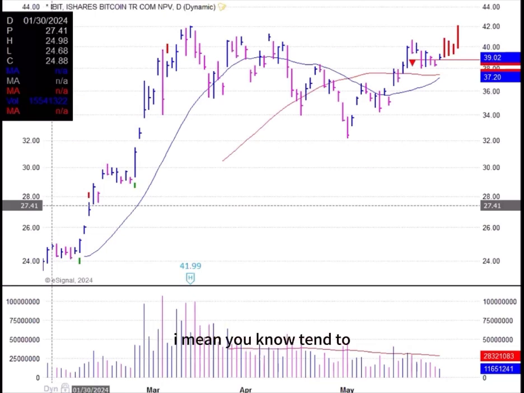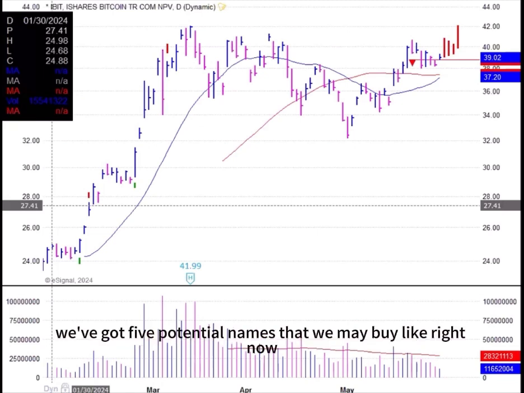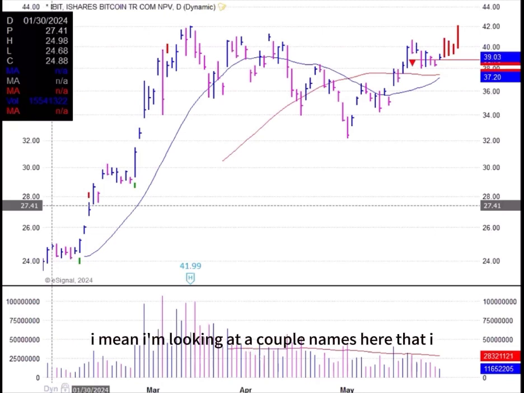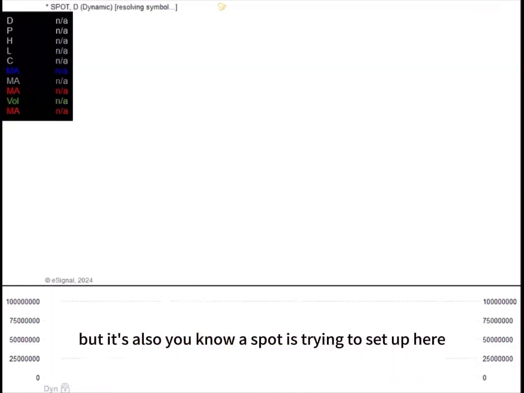I tend to, and I think I can speak for Mark and Brandon too, go in the areas that are moving up. Like a stock that's down big. If we have the whole list and we've got 5 potential names that we may buy, right now I'm looking at a couple of names. IBIT has been one, of course. Coin, we already took some, but also Spot is trying to set up here.